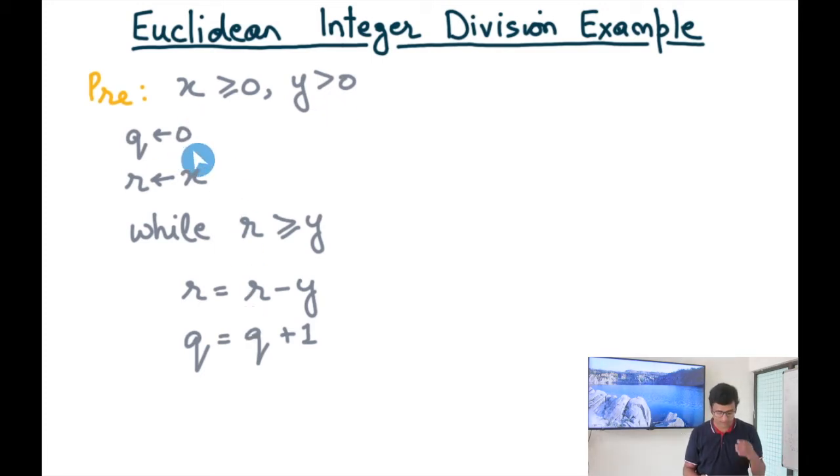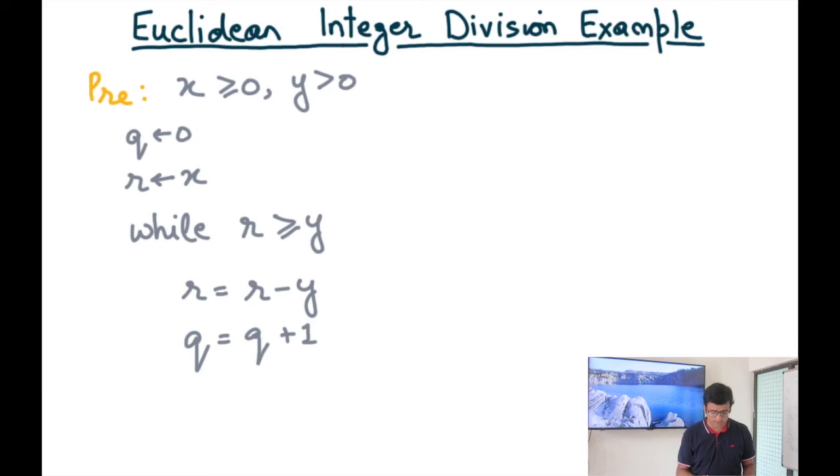If we look at the program, it initializes the quotient q to 0, the remainder r to x, which is the dividend. Then while r is greater than or equal to y, where y is the divisor, you do r equals r minus y, you decrease r by y, and you do q equals q plus 1, you increase the quotient by 1. When this program ends, it's supposed to give you the result of division, the quotient in q and the remainder in r.